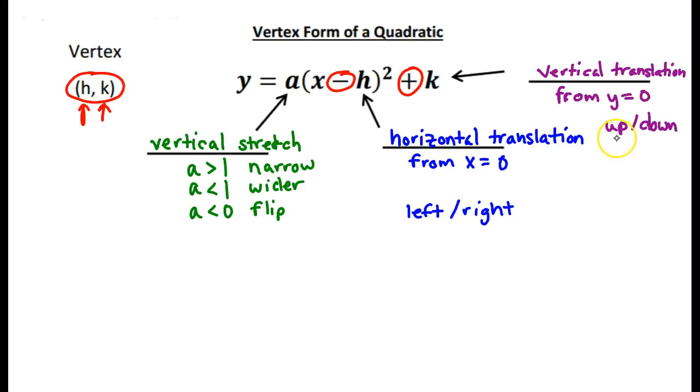So if it's going up, it will be positive. If it's going down, it will be negative. Going back to your horizontal translation, if we are shifting to the left, what's going to appear here is going to be a positive sign. And if you're moving to the right, it'll look like a negative sign there. So you really want to take the opposite. So let's do a couple of examples here together.